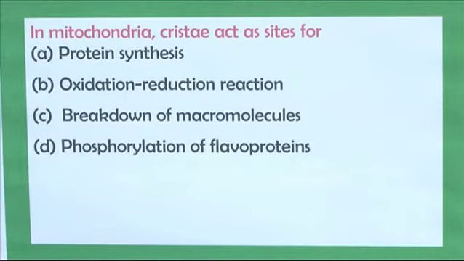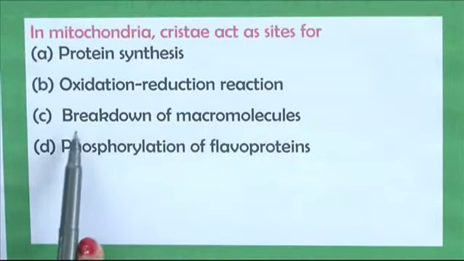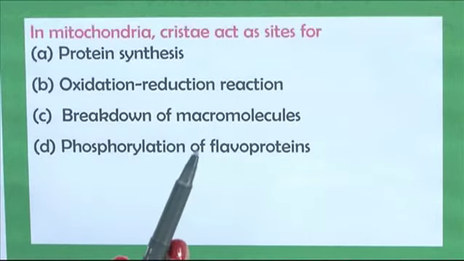What happens here in mitochondria? Cristae act as a site for, not for protein synthesis. Why? Protein synthesis happens only in ribosomes or in endoplasmic reticulum having ribosomes. So it's wrong. Next, it must be oxidation reduction reaction. Next, breakdown of macromolecules will not happen, right?